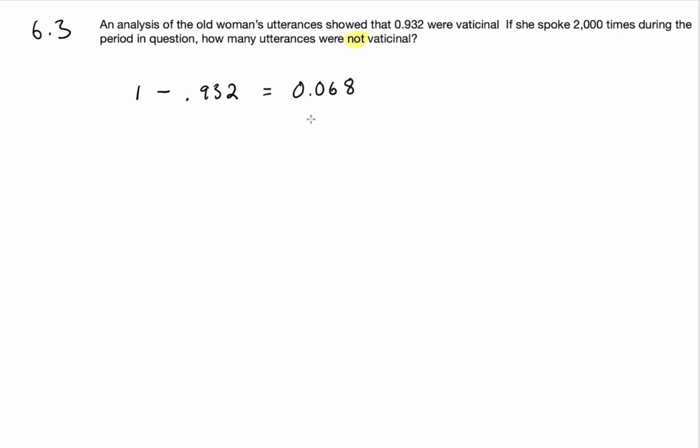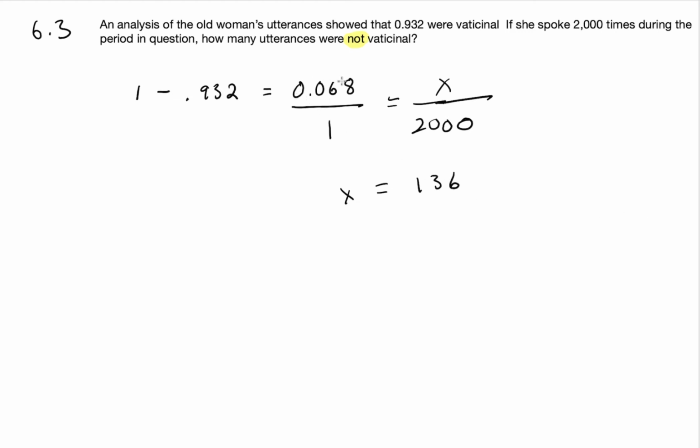Here we go. So this is out of 2,000 times. What we're looking for is this over 1. And we have 2,000 as our total, right? So x equals 0.068 times 2,000, which is going to give us a total of 136. Voila. That's your answer.